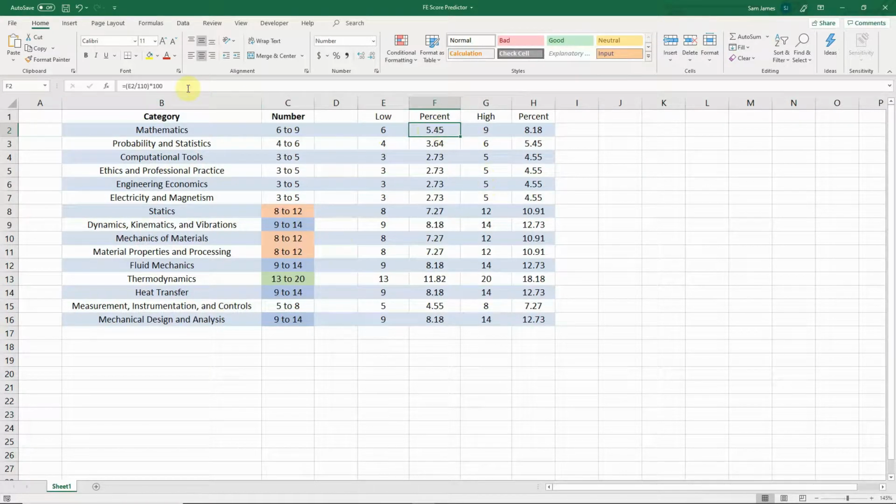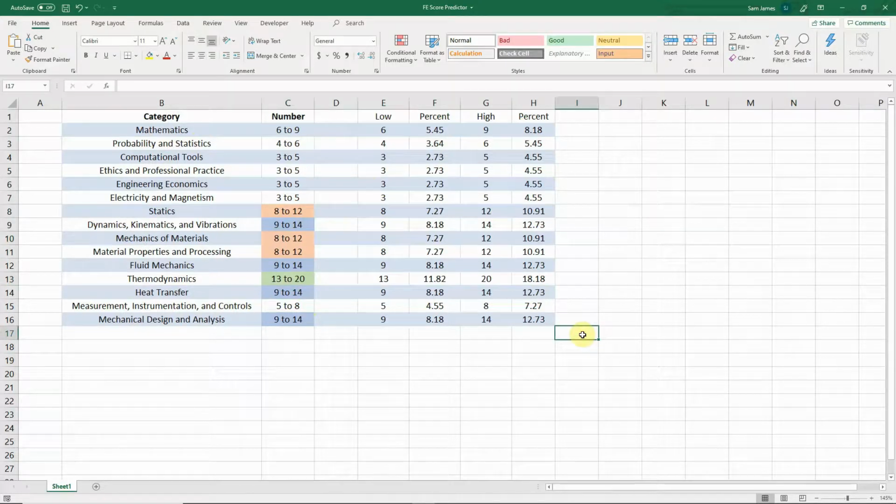I just did a simple formula to calculate what percent of the total test that would be. So for mathematics, you'll have somewhere between, say, 5.5 to just over 8%. And then I color coded them to focus my efforts on what topics would have the most questions.